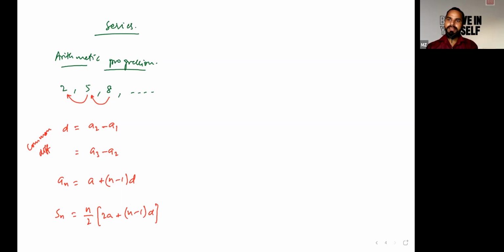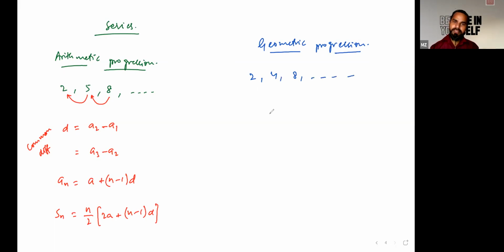There is another series, we call that geometric progression. If you have numbers like 2, 4, 8, and so on, and you take the difference of any two consecutive numbers, let's say 4 minus 2, it will give you 2. 8 minus 4 gives you 4. Are these two differences equal or not? You may say no. So in this particular series, the common difference between any two consecutive terms is not the same.